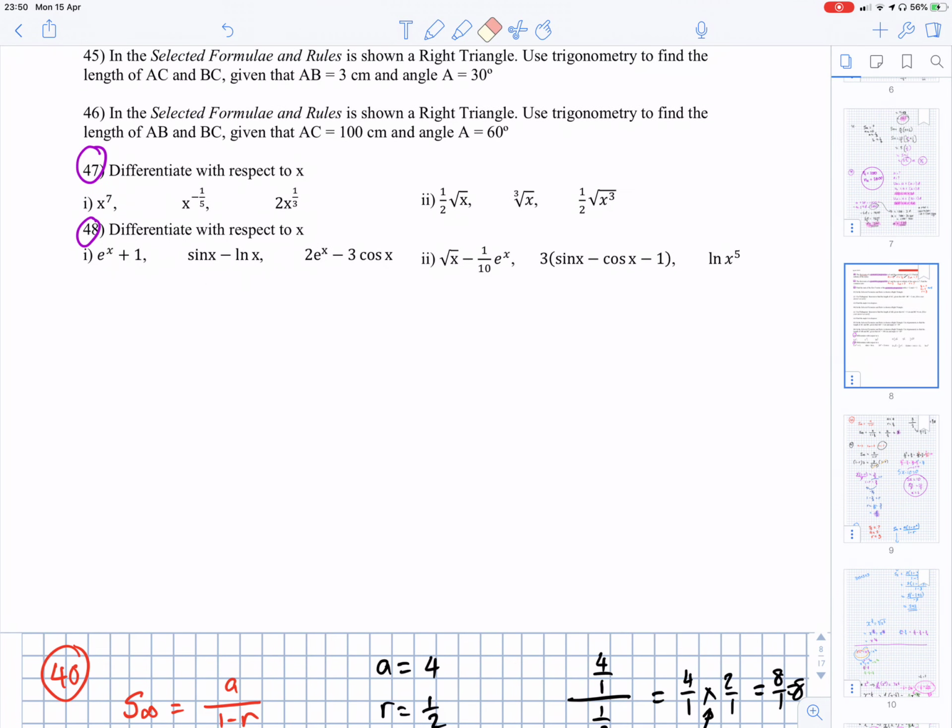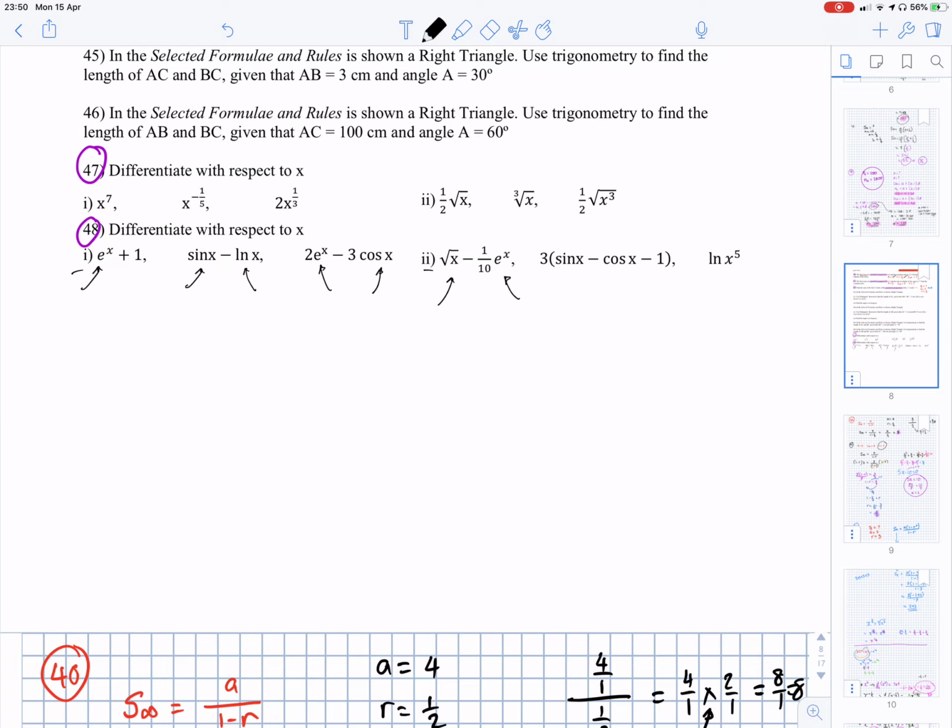Okay, I'm going to do number 48 now, the part 1 and part 2. For part 1, there is differential of e to the power x, of sine x, of ln x, e to the power x again, and of cos x. Then for part 2, there is root x, which you can do from number 47.